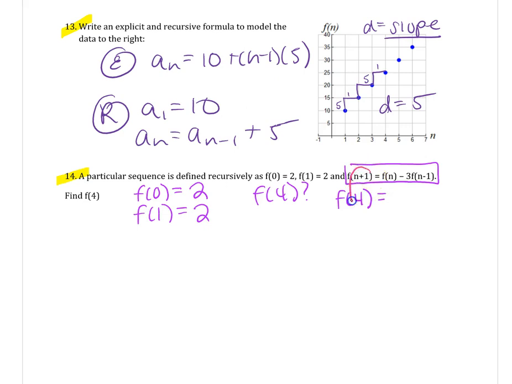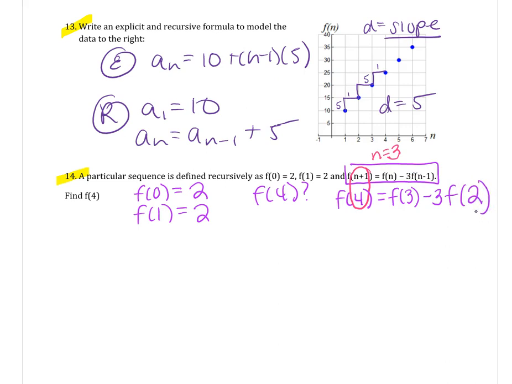If I set 4 equal to n minus 1, that means n must be 3. So figuring out the rest of this pattern, f of 4, to figure out f of n, if n is 3, this is just f of 3. So I've got to figure out what f of 3 is. Minus 3 times f of, now I'm doing n minus 1, remember n was 3, so this is 2.